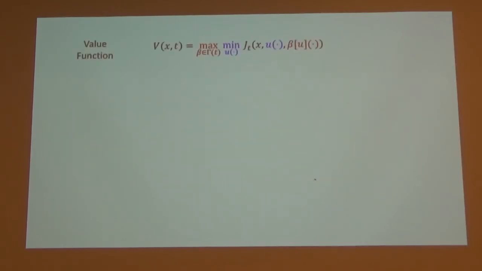Okay, so now that we have the information pattern defined, we can define the value function of this game in a similar fashion as we define it for the optimal control problem. So this is V(x, t), except that now there is an additional maximization with respect to the strategies of the disturbance. Here capital gamma_t represents the non-anticipative strategy set. We want to find the control sequence that minimizes this cost function, but also the non-anticipative strategy of the disturbance that maximizes this cost function.